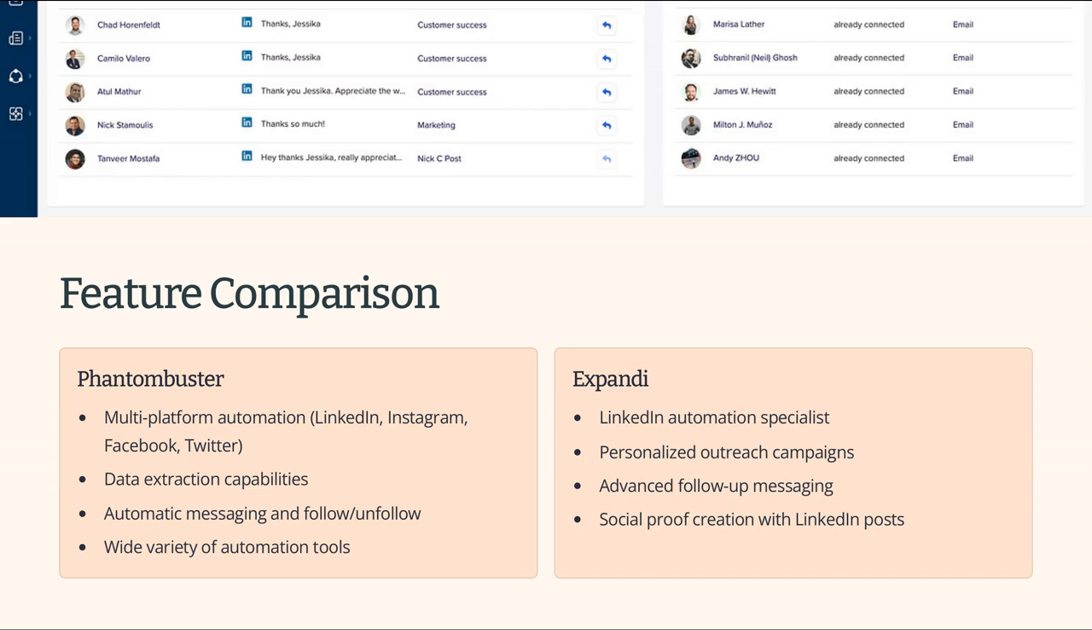Expandi, on the other hand, has a flat rate of $19 per month with unlimited campaigns and leads. However, Expandi does not offer a free tier. Instead, they provide a 7-day trial for $1, allowing you to test their services before committing to a plan.